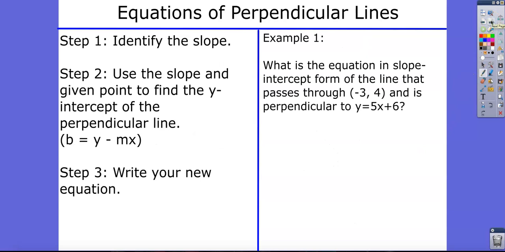All right, so go ahead and copy this slide into your notebook. Make sure that you copy the steps on the left and the example on the right, and push play once you're ready for me to explain it.